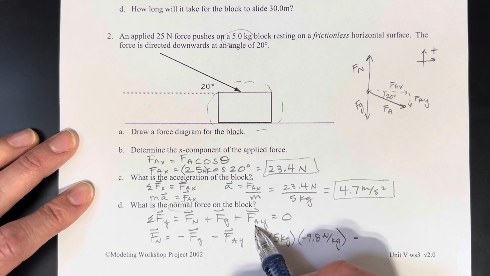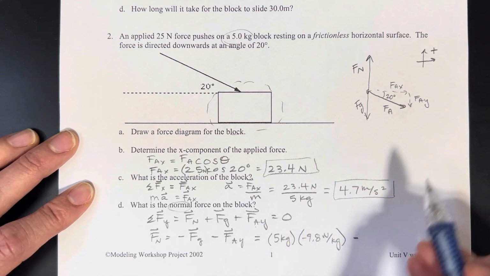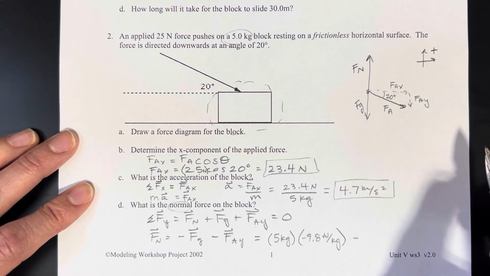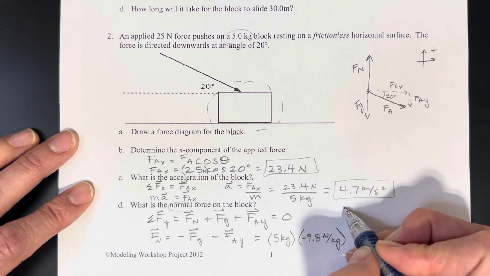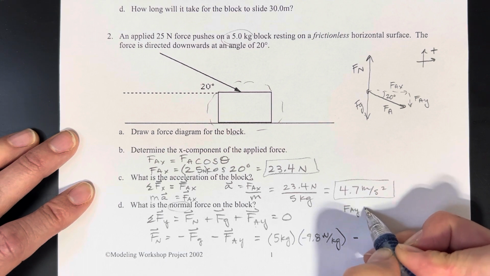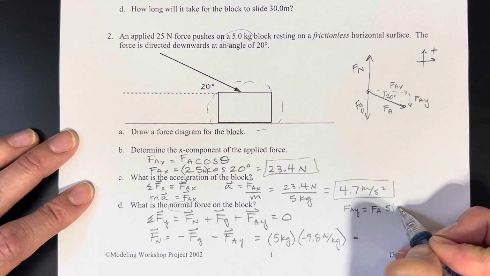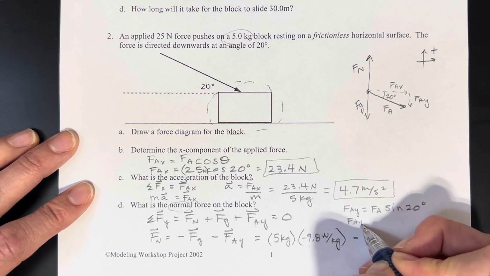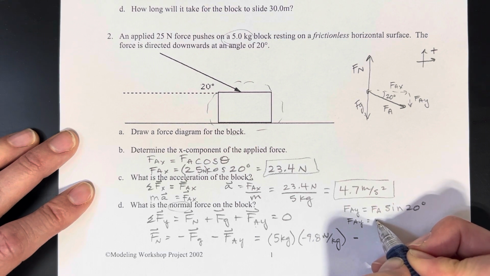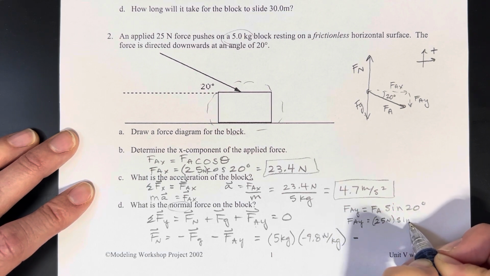I didn't actually figure that out yet, did I? No, I didn't. Okay, so my force applied in the Y direction, I have to use trig to figure out the Y component of the applied force. So I'm going to pause for a second and do that up here. So force applied in the Y direction is equal to the force applied times the sine of 20 degrees. So force applied in the Y direction is equal to the 25 newtons times the sine of 20 degrees.